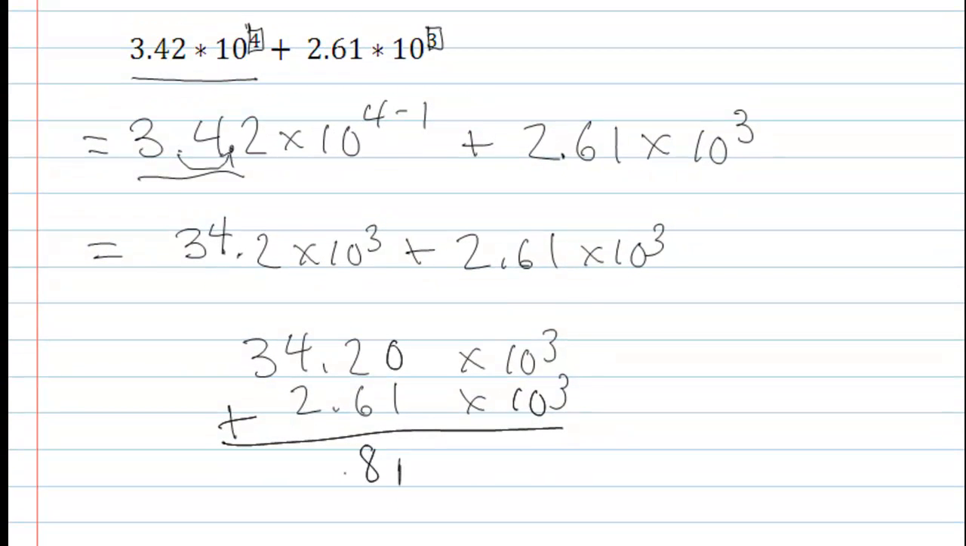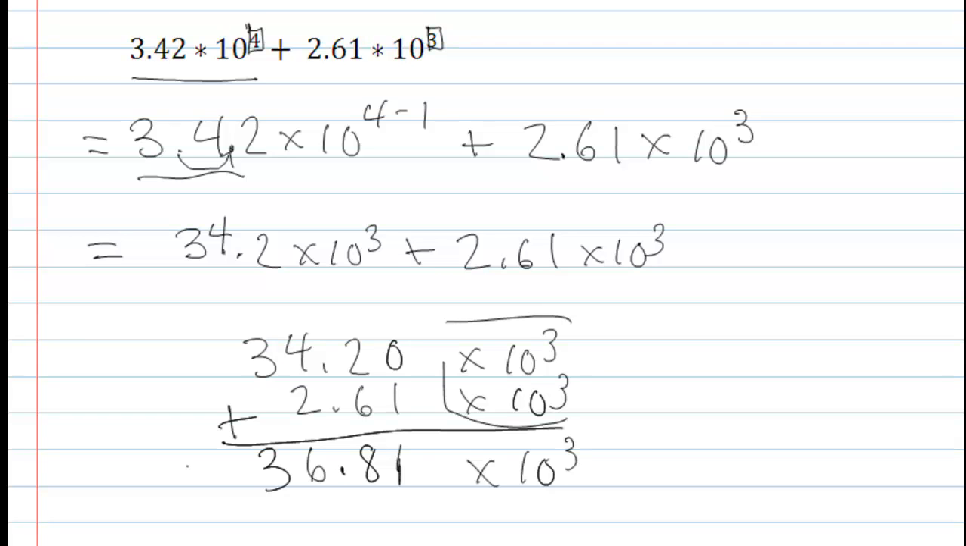Sum the tenths, I get 8. Make sure your decimal place is always lined up. And then sum the ones digits, you get 6. And then this, 36.81. And this is still times 10 to the 3. This is just like a factor here. Okay, so I have that.